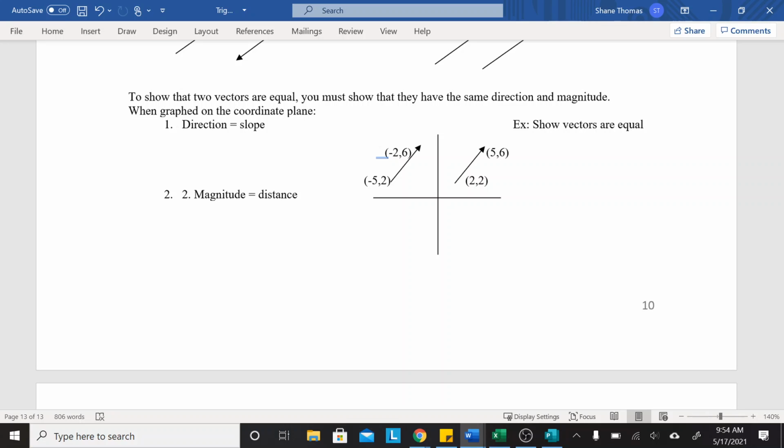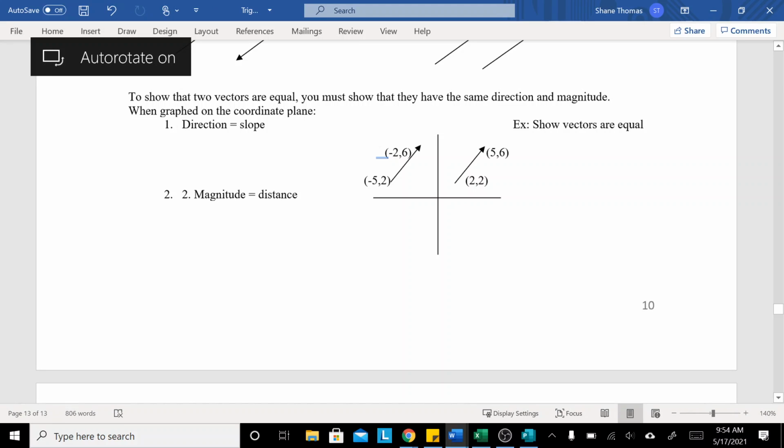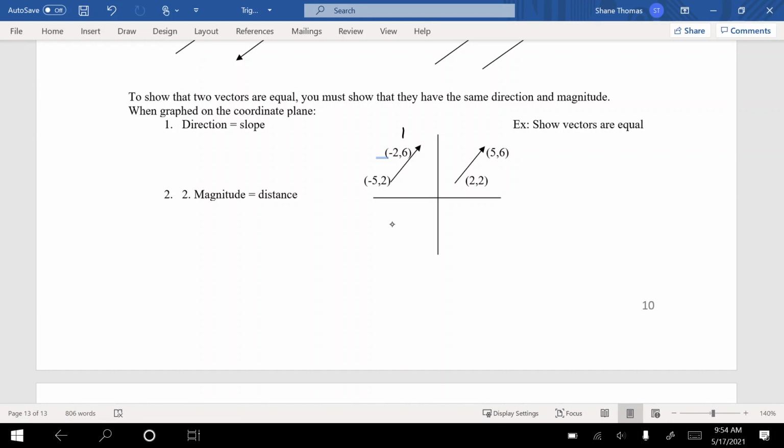So we want to show that they are equal. To show that they're equal, two things. Direction, which is slope. Two is magnitude, which is distance. I don't know why 2 was written twice there. But. All right, so let's show that these guys are in fact equal. So looking at this first one, this would be vector 1. This would be vector 2.